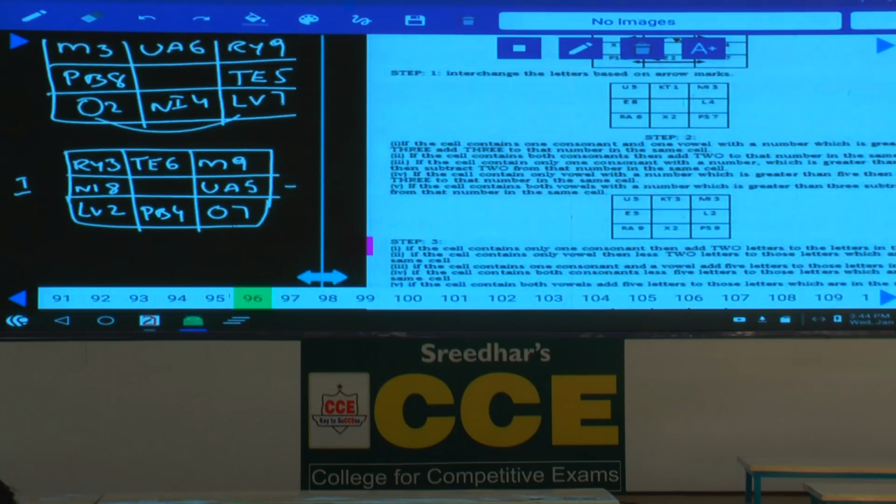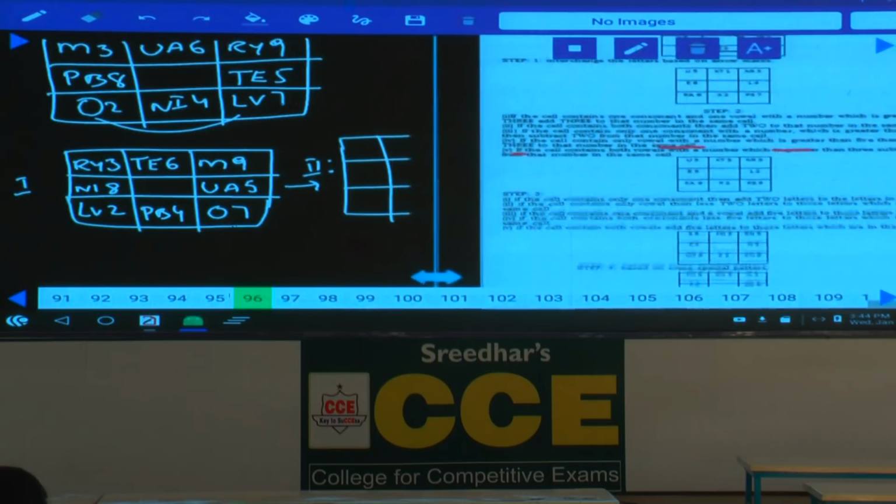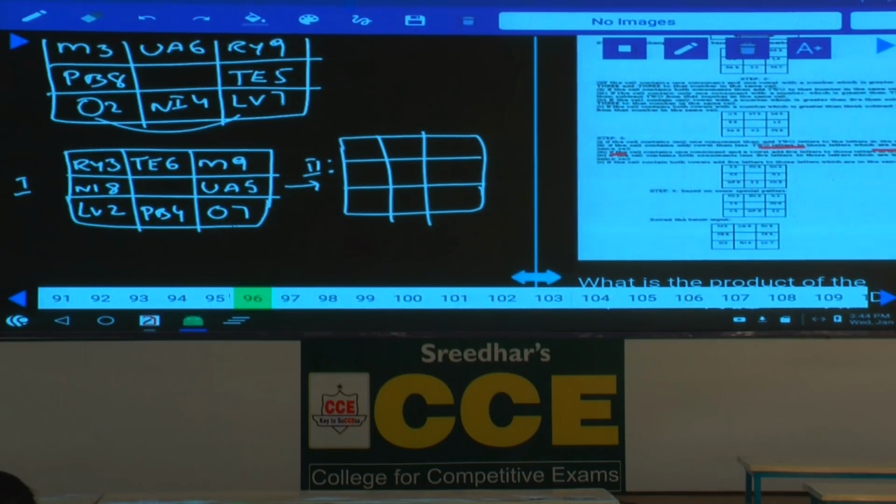If the cell contains one consonant and one vowel with a number which is greater than 3, add 3 to the number, isn't it? As one vowel, one consonant, number greater than 3, then we should add 3 to that number in the same cell. Then coming to this one, now tell me what is the logic here.